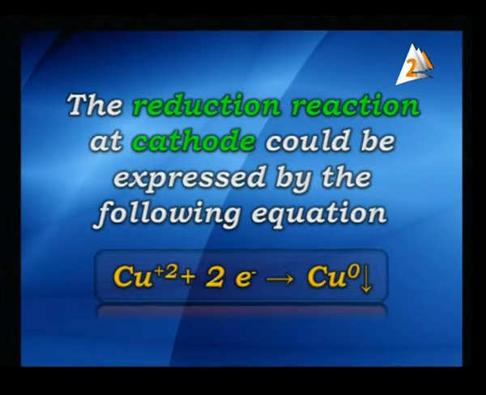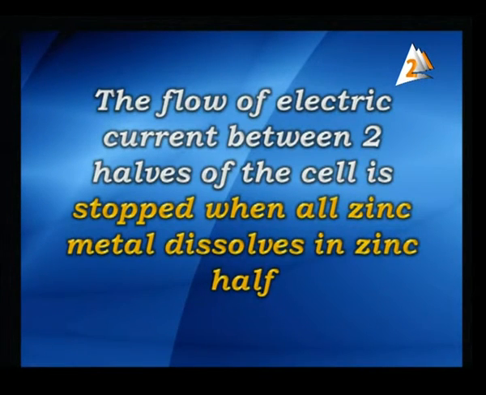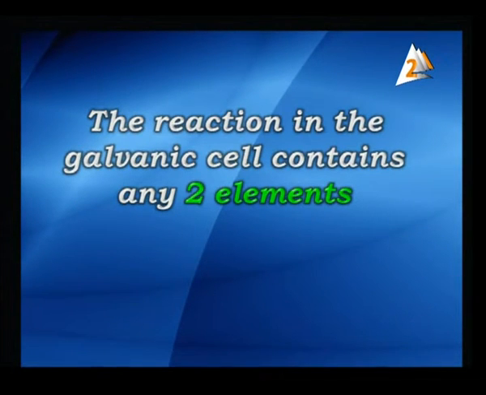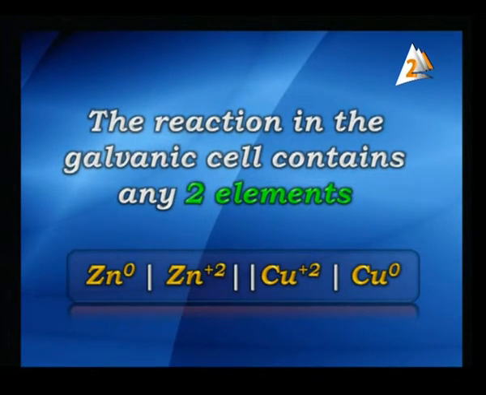The reaction between the two halves depends on Zn for the oxidation and copper for the reduction. After that, the electric current between the two halves of the cell stops when all the zinc metal dissolves in the zinc half. Can zinc dissolve? Do you think so? Yes. How? By losing electrons. The reaction in the galvanic cell, containing these two elements, is represented by the following diagram.